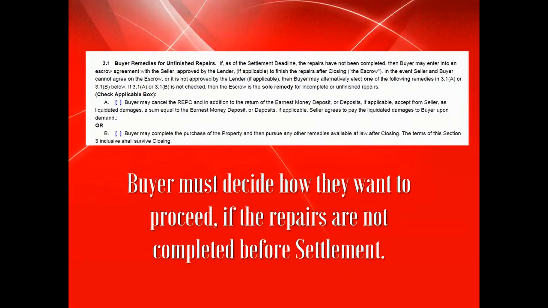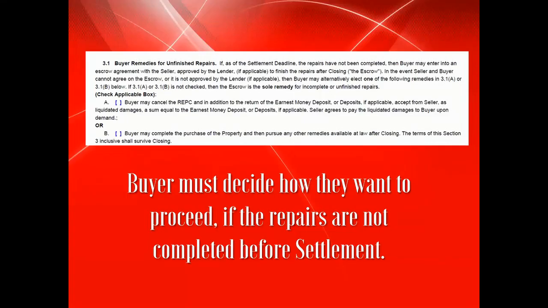So if the buyer is asking the seller to do repairs, what if the seller doesn't do it? That does happen. Maybe you're getting close to closing, you do a walkthrough, and you realize that they didn't fix that problem with the roof, or they didn't fix the sheetrock. So the buyer has to decide how they're going to proceed if the repairs are not completed before settlement. So in section 3.1, in A, the buyer can cancel the REPSI and, in addition, get the return of the earnest money.